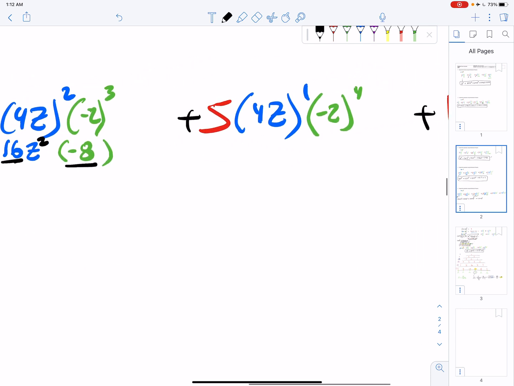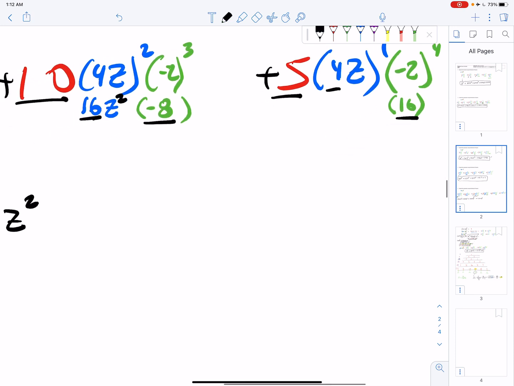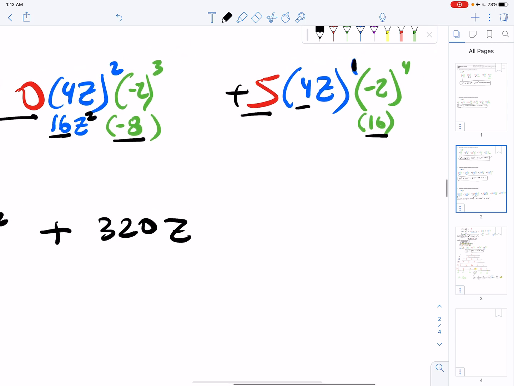Okay, moving right along here. 4z is to the first power, so that's easy. Negative 2 to the fourth. Okay, so 4 negatives being multiplied, that's just going to be 16. So now what we need to do is multiply 5 times 4 times 16. That's going to give us a positive 320, and that's z to the first power.